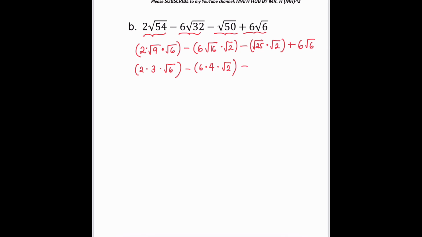Minus square root of 25 is 5 times square root of 2, we leave it like that, plus 6 times square root of 6, right? And then we keep going. So 2 times 3 here is 6, right? And then we copy 6 square root of 6. As you can see, the first term and the last term are like terms. They belong to the same group of square root of 6. So later we will be combining them at the end.